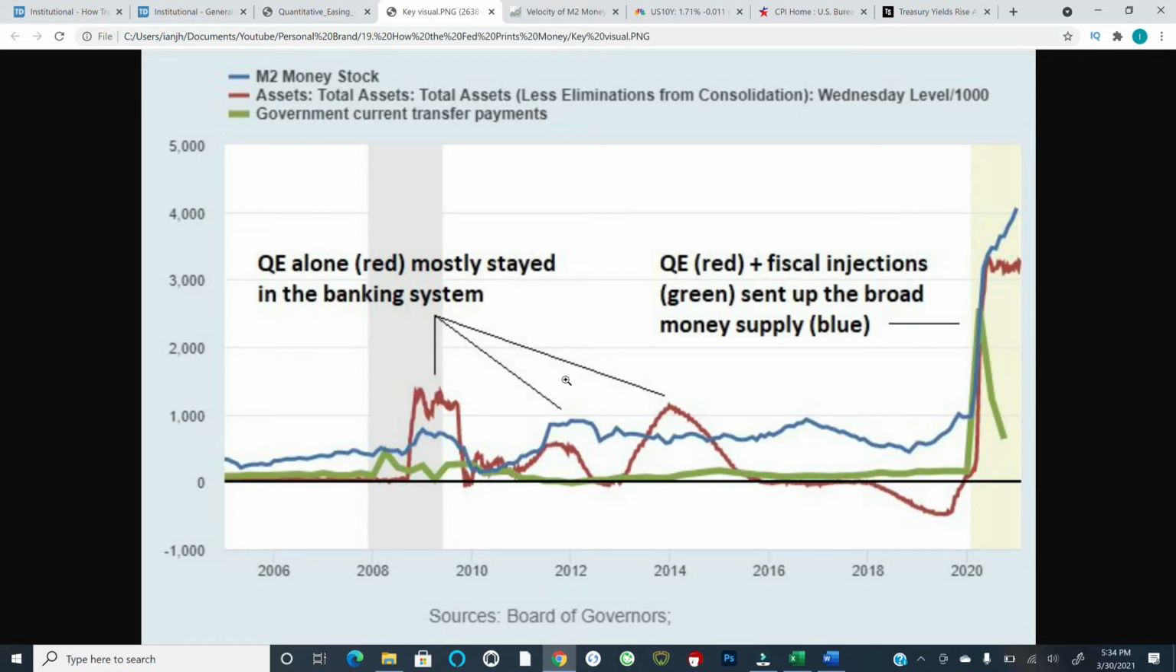But what we can see in these first waves of it is that it really doesn't lead to a commensurate rise in the M2 money supply. And what this basically means is that QE alone has tended to stay in the banking system, and it's gone into financial assets like bonds, like stocks, etc. And so this is why those individuals who have assets have seen their wealth appreciate at roughly the same rate as central banks have been printing money over the last more than a decade.